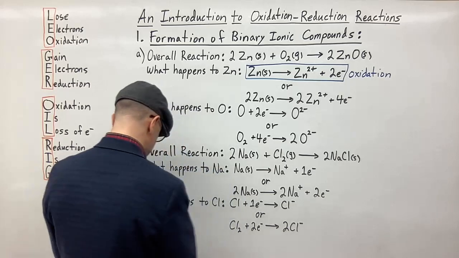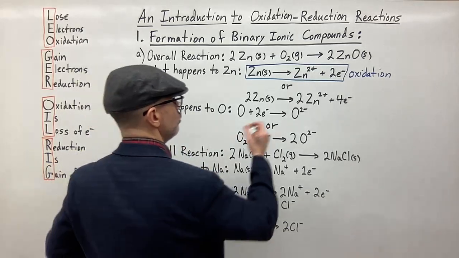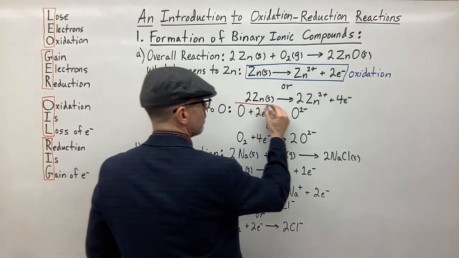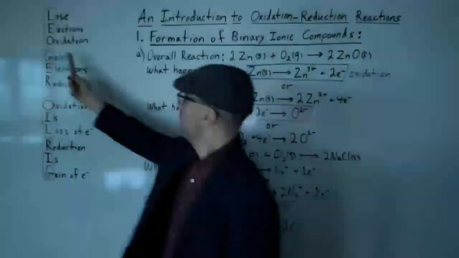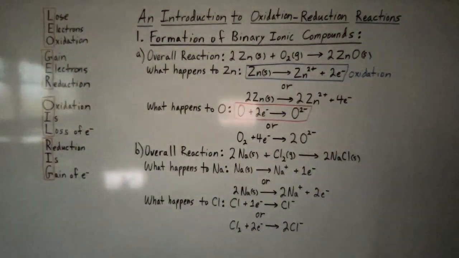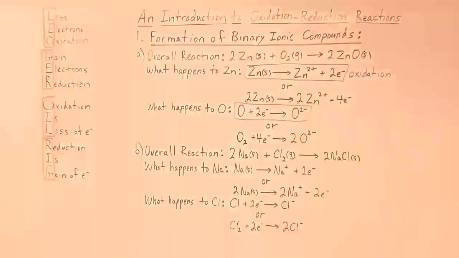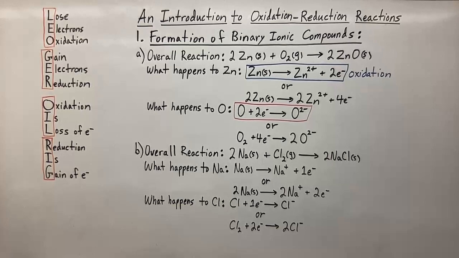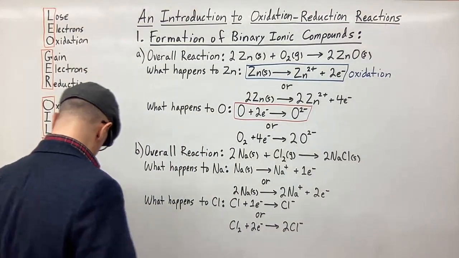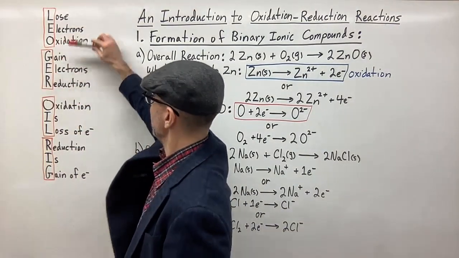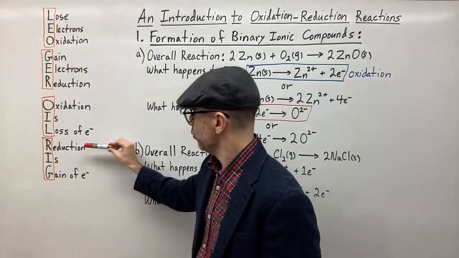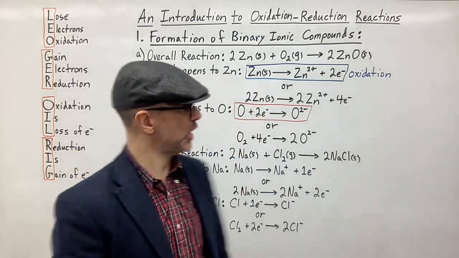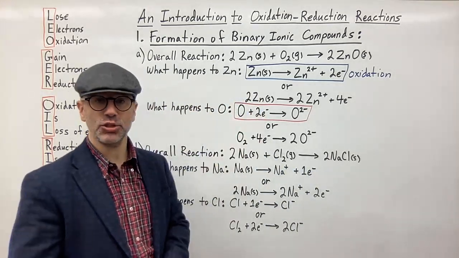So here, if I use a different color, use red on this one. So here is our other half reaction. So what's happening in oxygen? Gain electrons reduction, or RIG: reduction is the gain of electrons. So here, oxygen is gaining electrons, so this is reduction.